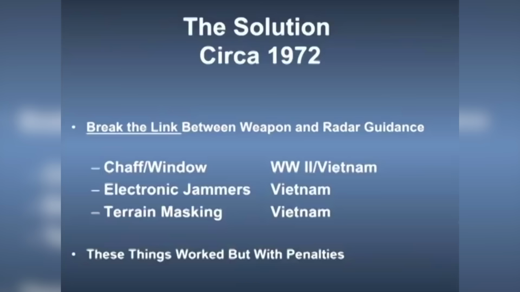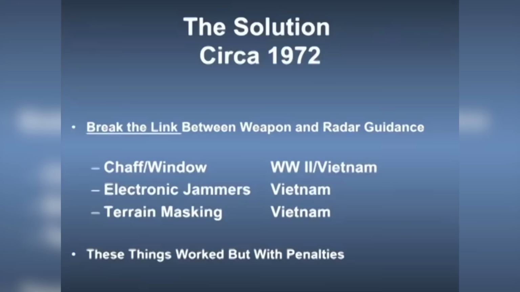So the solution back then was, okay, cut the link between the missile and the radar. And the way we did that was three things. We used chaff or window that was used in World War II initially, but we used that in Vietnam. That creates noise on the radar scope of the radar operator, and he can't see the airplane for all the noise. We used jammers, special pods that could actually interfere with and destroy the signal of that radar on the ground, again, cutting the link. And then third, we would just get low altitude, to where the radar simply can't see you because there's mountains and dirt in between you.